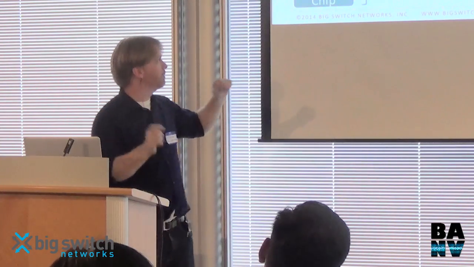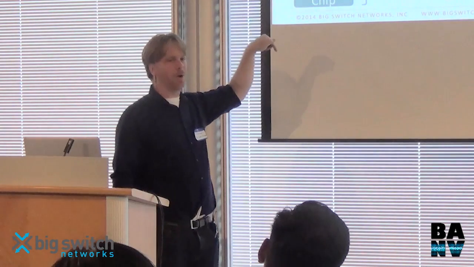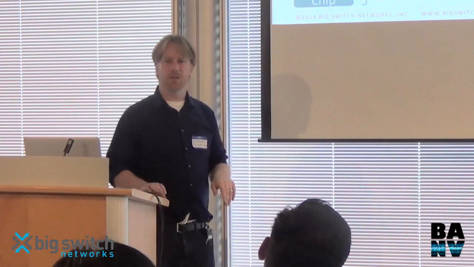Remember I had in the previous picture, there was a top half, bottom half of Indigo, where there was this purple chunk that was architecture specific. They wrote another purple chunk to talk to OFDPA. So if you want to have an OpenFlow agent on top of this, you can. You just aren't required to do so.